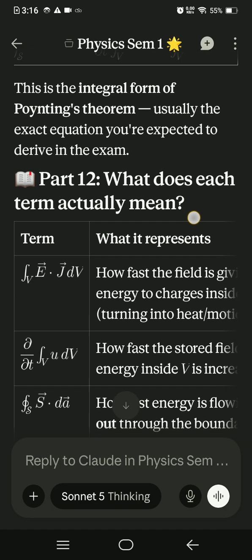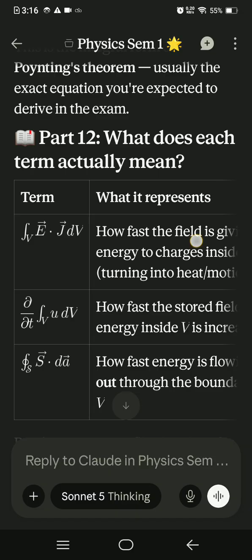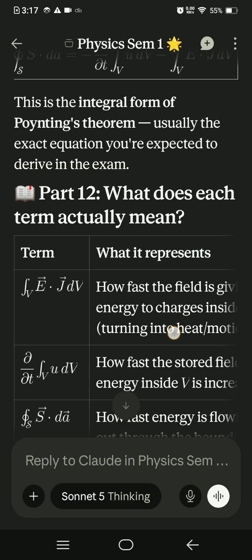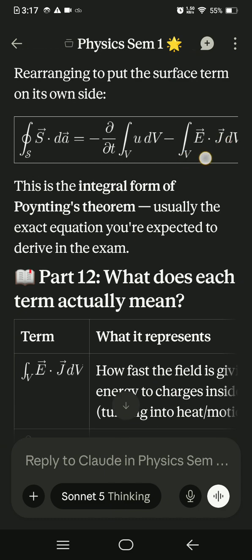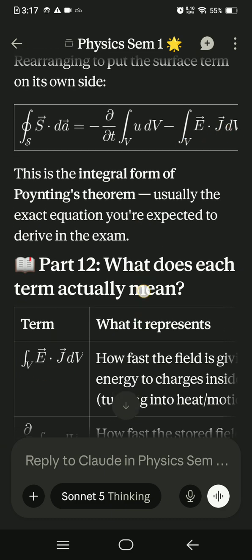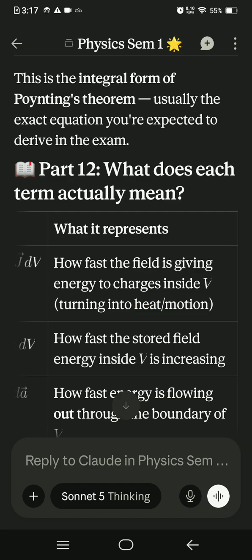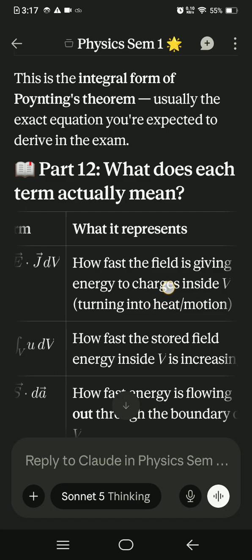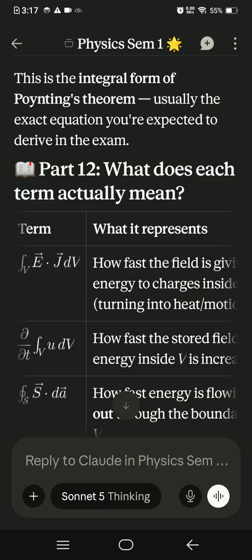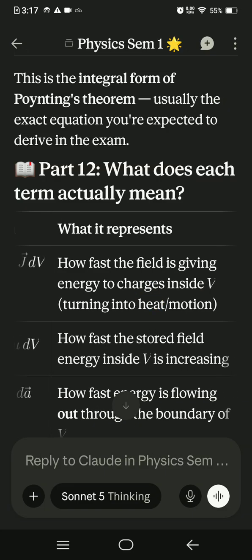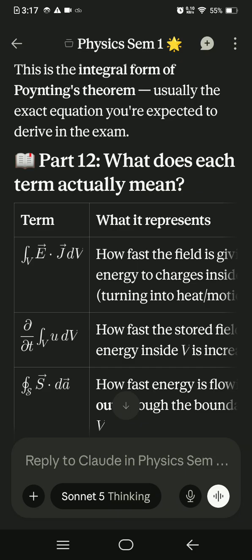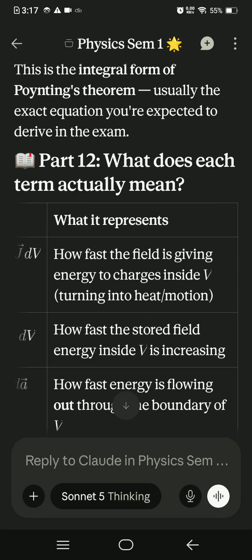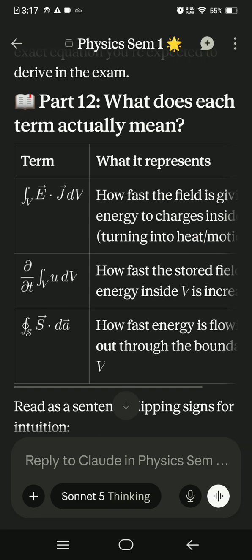Part 12: what does each term actually mean? They ask for the physical significance a lot in questions. So E dot J dV is the power, how fast the field is giving energy to the charges inside volume V, turning into heat or motion. So that's the total power.